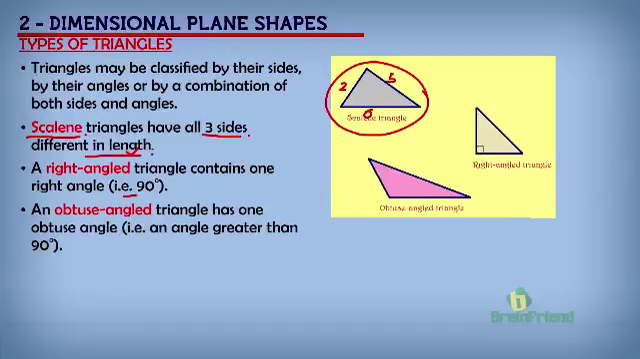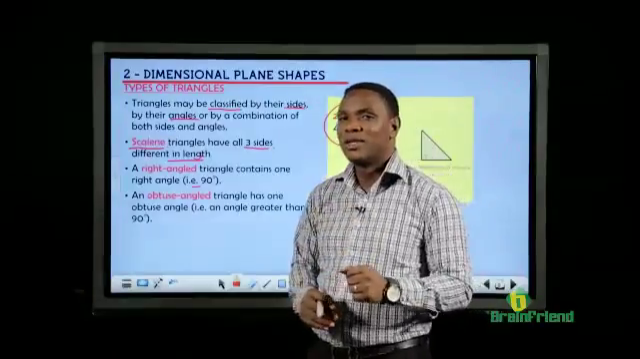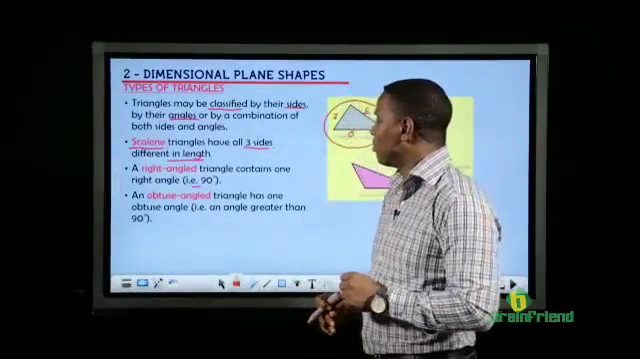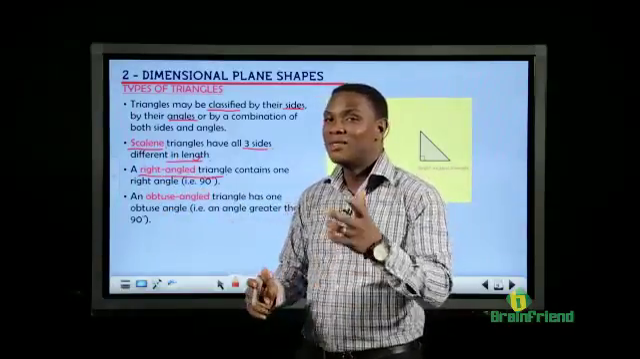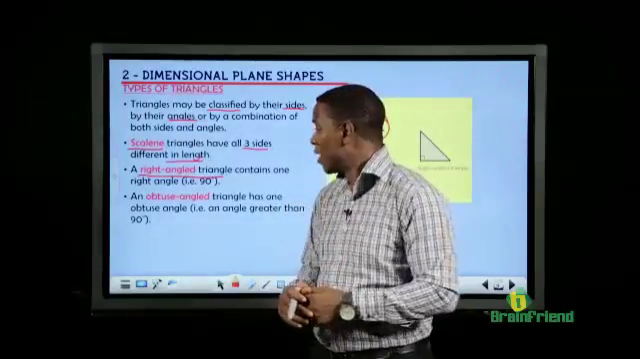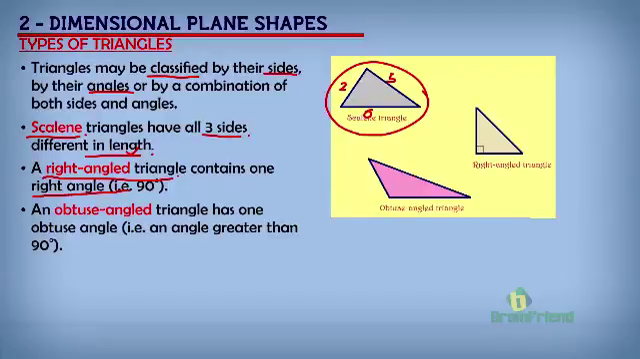Now also, we said that triangles can be classified by their size. We've seen an example. It can also be classified by their angles, or even a combination of both sides and angles. Now let's see a type of triangle that is classified based on the type of angle that it has. The right-angled triangle. As the name implies, a right-angled triangle contains one right angle. And of course, we've learned that one right angle simply means 90 degrees. So we have one angle in the triangle that is 90 degrees. This is an example of a right-angled triangle.